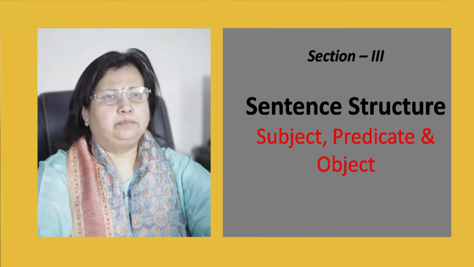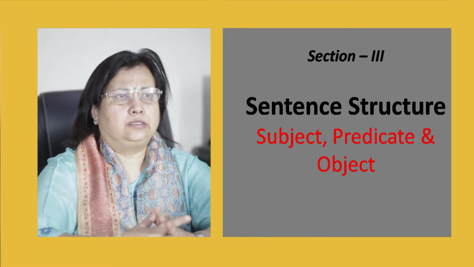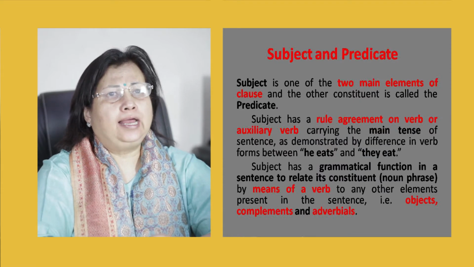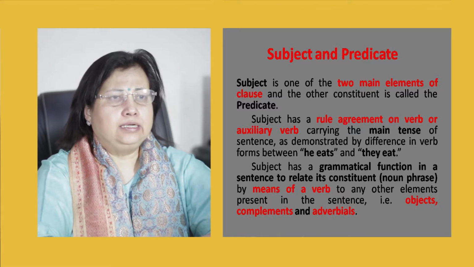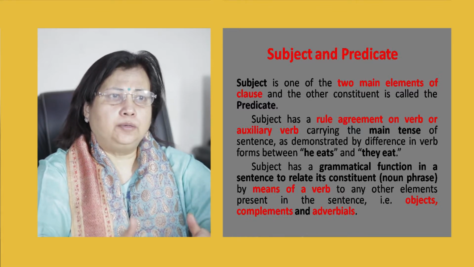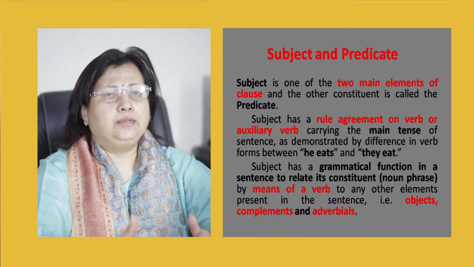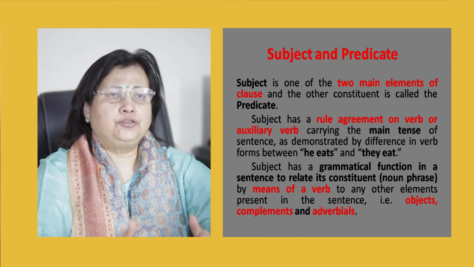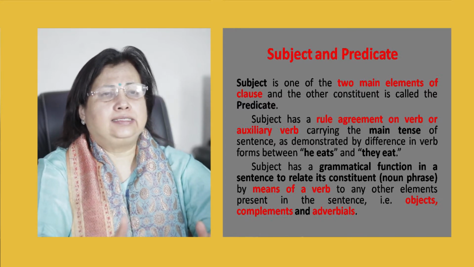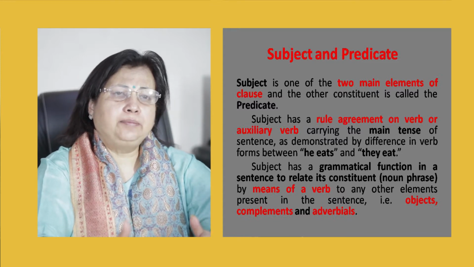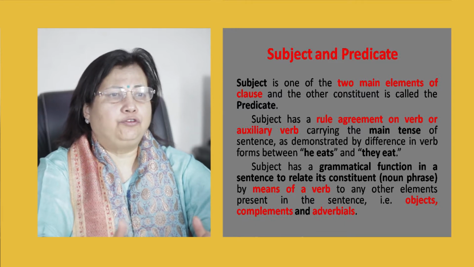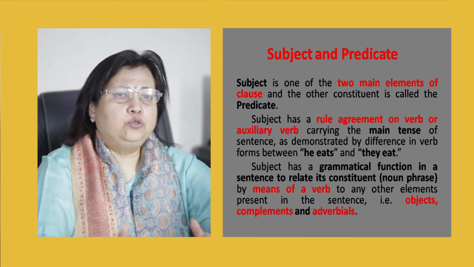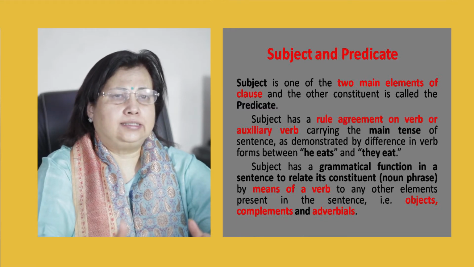Sentence structure: subject, predicate and object. Subject is one of the two main elements of a clause, and the other constituent is called the predicate. Subject has a rule of agreement on the verb or auxiliary verb carrying the main tense of the sentence, as demonstrated by the difference in verb forms between "he eats" and "they eat." Subject has a grammatical function in a sentence to relate its constituent noun phrase, by means of a verb, to any other elements present in the sentence.